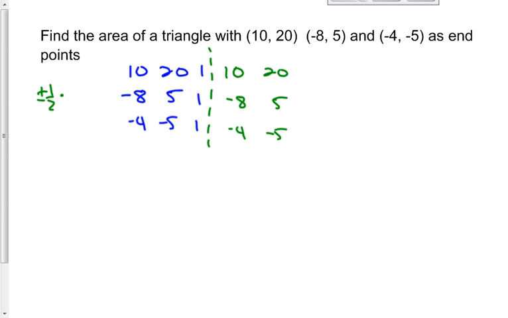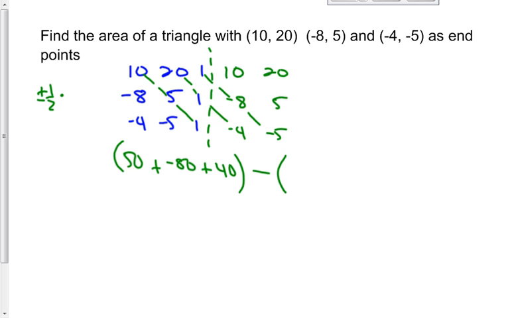Okay, down the first column, 10 times 5 times 1, there's 50, plus 20 times 1 times negative 4, negative 80, plus 1 times negative 8 times negative 5 is 40, minus, up the diagonal, negative 4 times 5 times 1, negative 20, plus negative 5 times 1 times 10, negative 50, plus 1 times negative 8 times negative 20, negative 160.